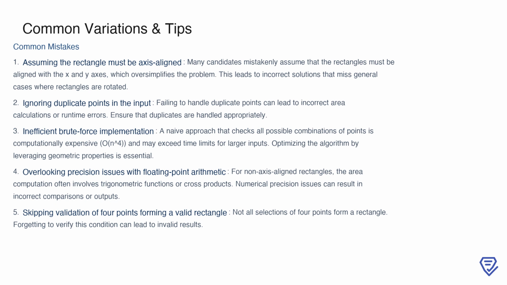Additionally, precision issues can occur when working with floating point arithmetic, particularly for non-axis aligned rectangles where calculations might involve trigonometric functions or cross products. These precision errors can result in incorrect outputs or comparisons. Finally, it's critical to verify that the 4 selected points actually form a valid rectangle. Not all combinations of 4 points meet this condition, and skipping this validation step can lead to invalid results.